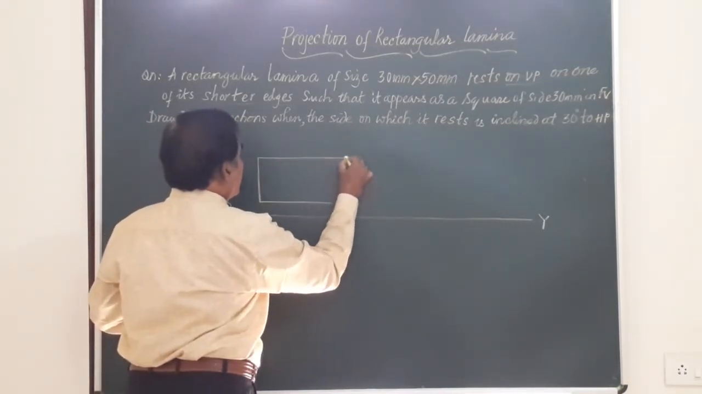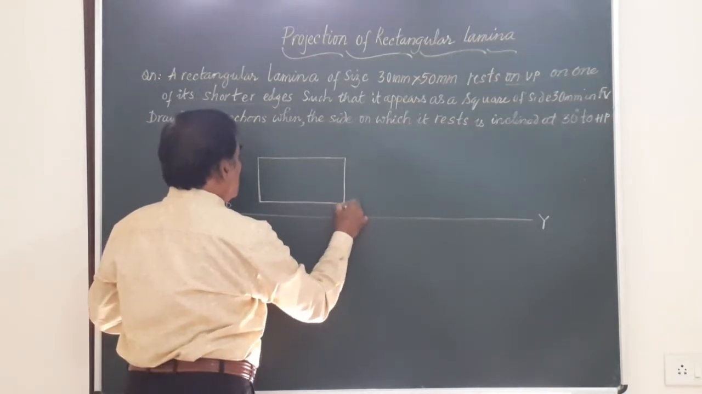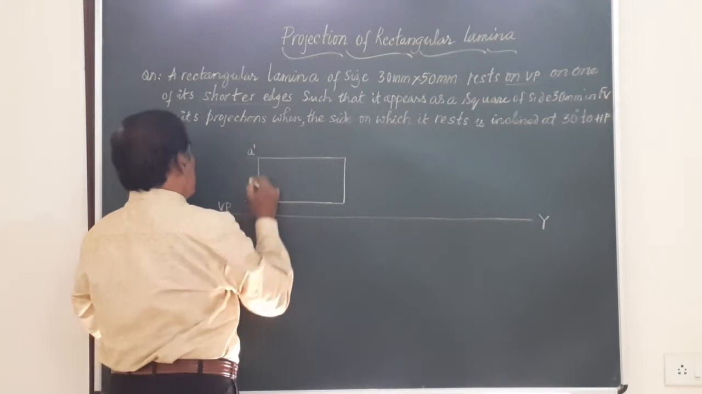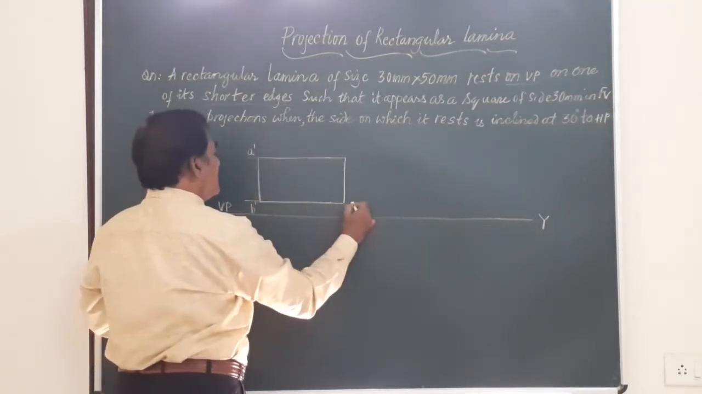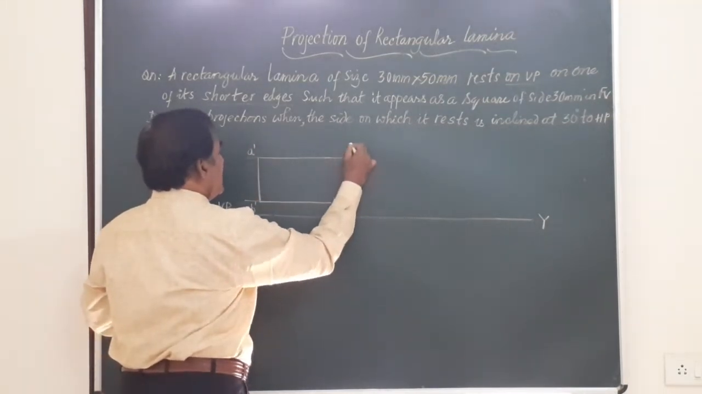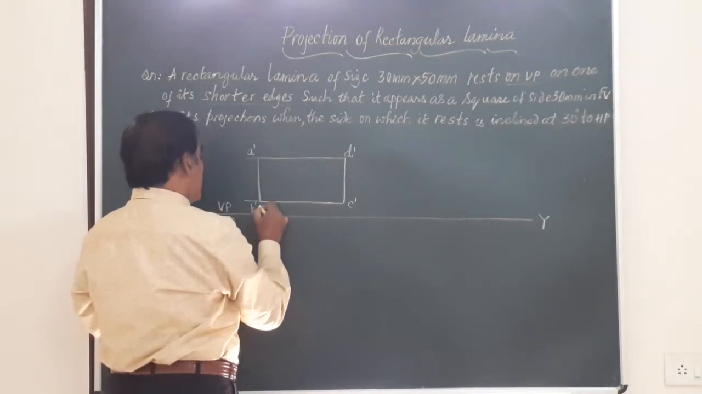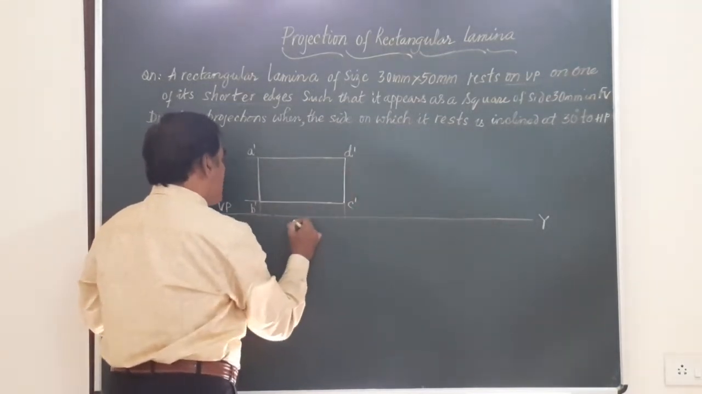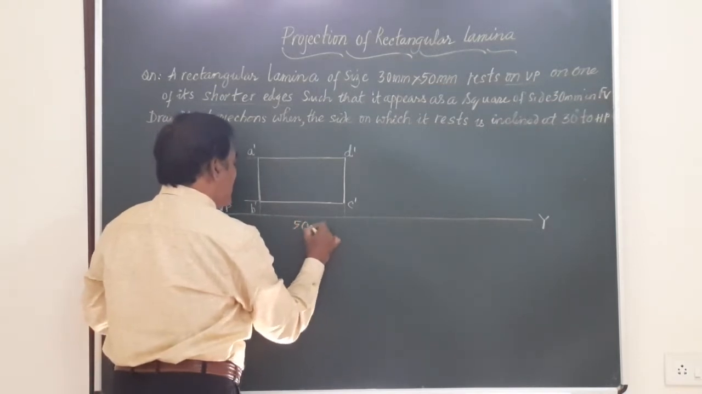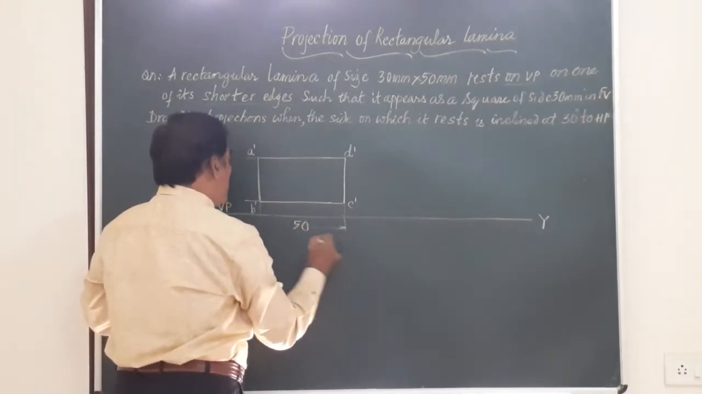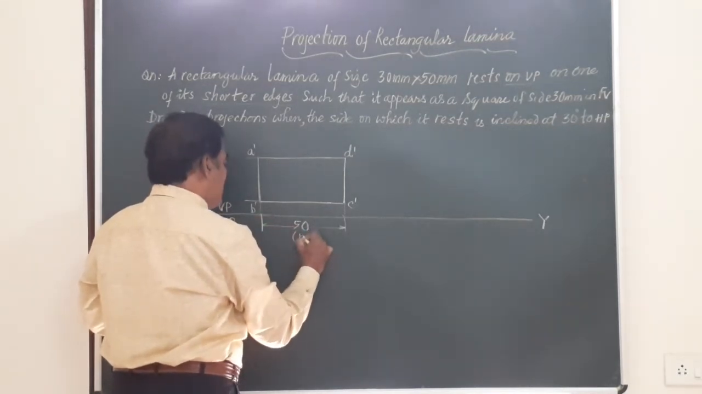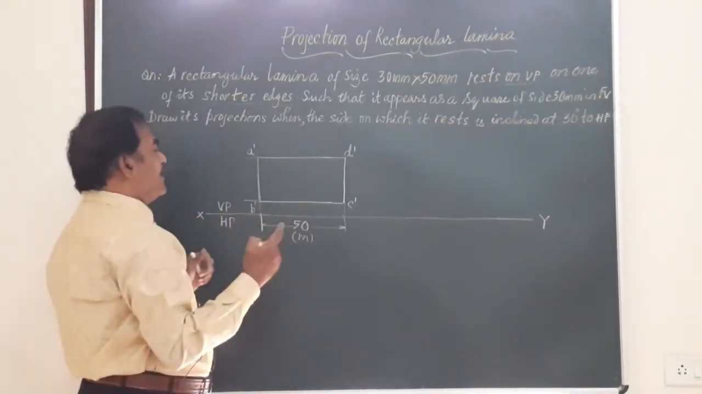So it is a rectangle. Say we will call this as ABCD. So this is A dash, B dash, C dash, and this is D dash. This has the dimension 50 mm. The longer side is 50 mm. So I will write down here 50 mm, which we also represent as M. So I will call this M is 50 mm in this case. That is the length in the front view.